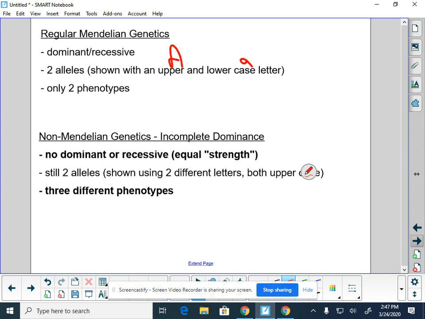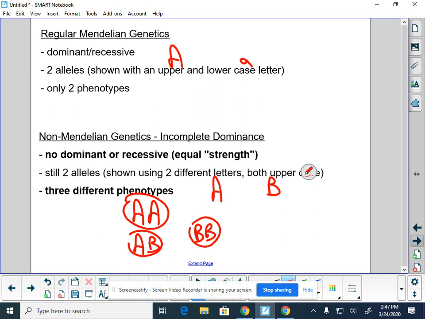In non-Mendelian genetics for incomplete dominance, there is no dominant or recessive. They are both of equal strength. We still use 2 alleles, but now they're both shown in uppercase letters. So maybe we have an allele A and allele B, both capitalized. Because of that, we have 3 different possible phenotypes. We could have an AA phenotype, we could have an AB phenotype for whatever these traits represent, or we could have a BB. 3 different possibilities for phenotypes based on this.